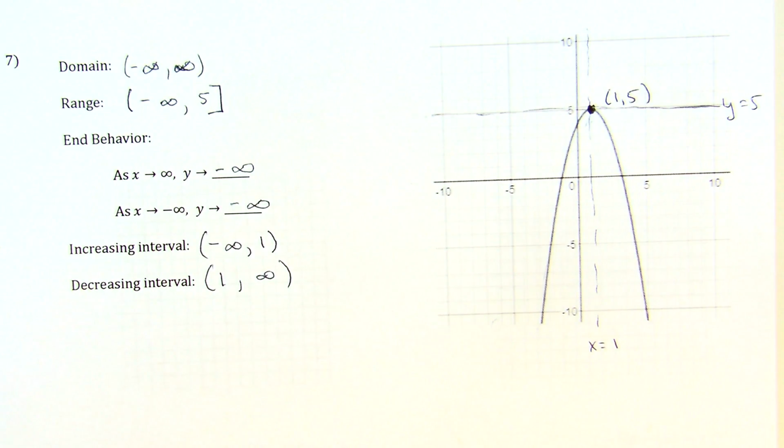Okay? So that's how we find the domain, range, end behavior, and increasing and decreasing intervals of a quadratic function.